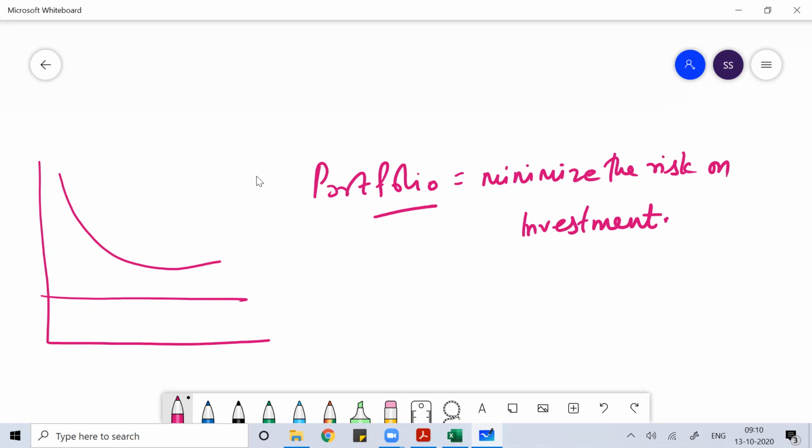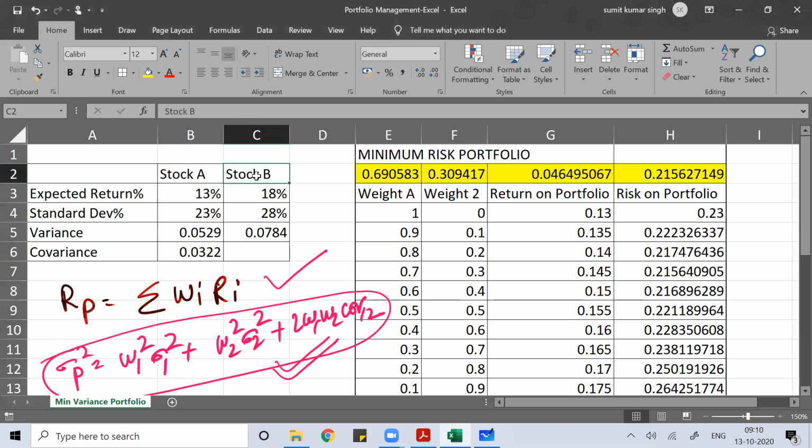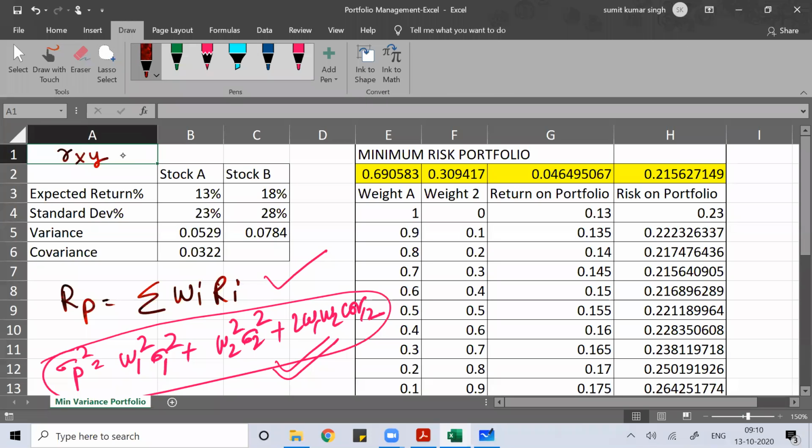Imagine you have two stocks, stock A and stock B. Their returns are given to you, and their standard deviations are given to you. You can find their variance by taking the square of the standard deviation, and you can also find the covariance between them if the coefficient of correlation is given. In this problem, the coefficient of correlation between x and y was given to us as 0.5.